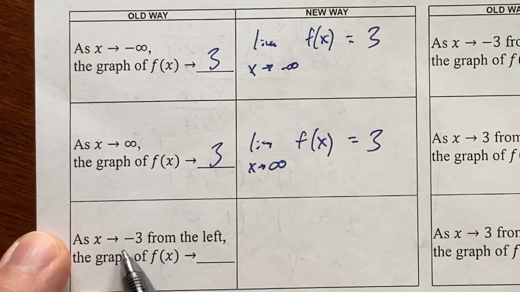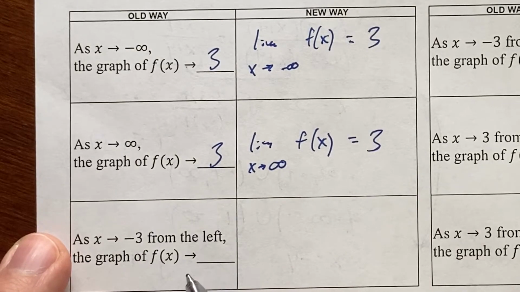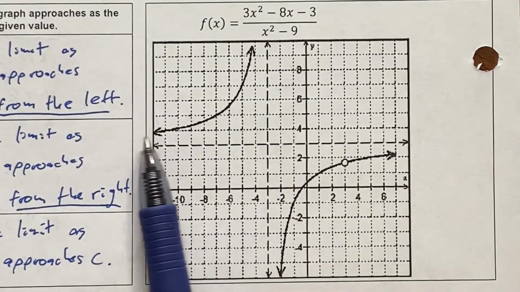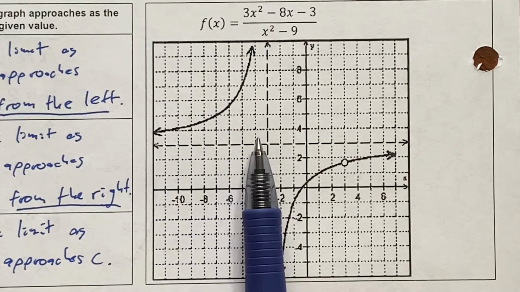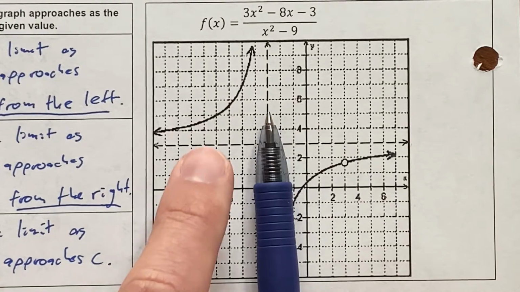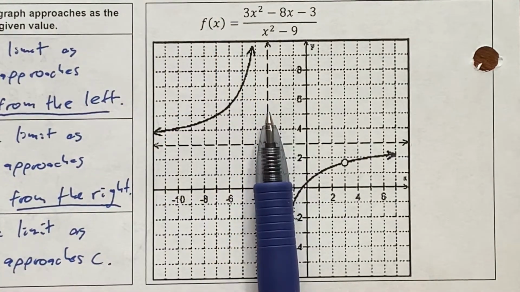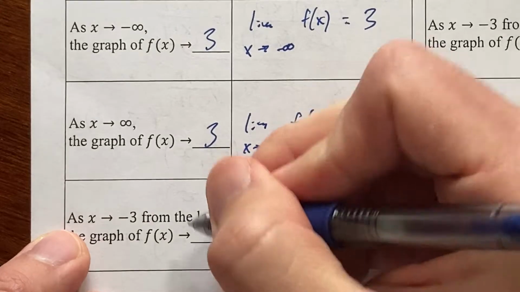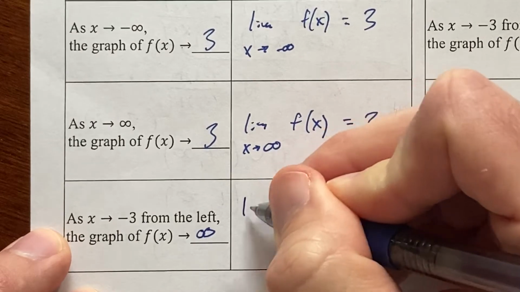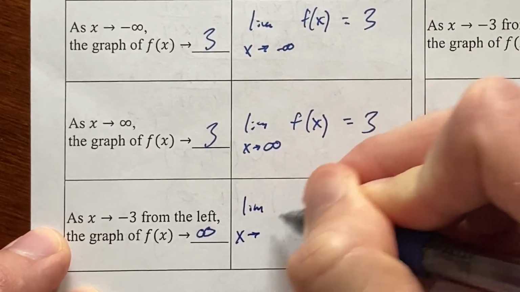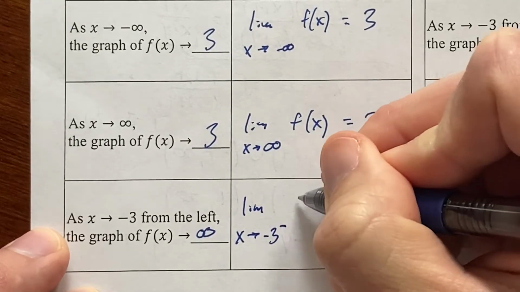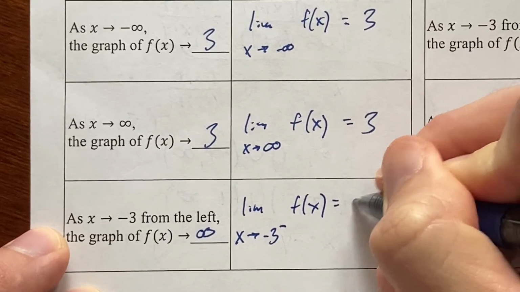Okay. As x approaches negative 3 from the left, the graph of f of x. Okay, so let's look up here. As x approaches negative 3 from the left, notice we're coming over here from the left. We're getting closer and closer to this negative 3 right there. The graph is going towards infinity. Okay, so I would write it like this. The limit as x approaches negative 3 from the left, put the little minus sign up there, of f of x equals infinity.